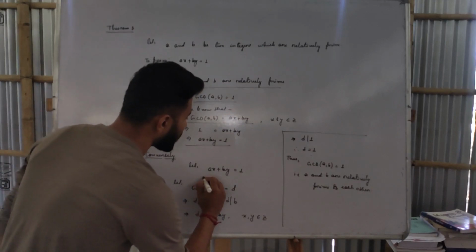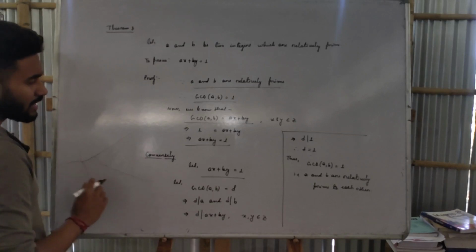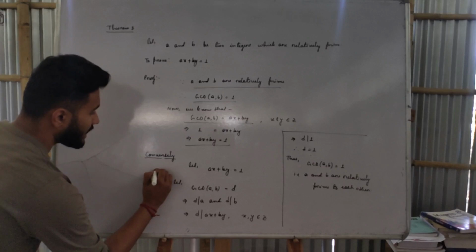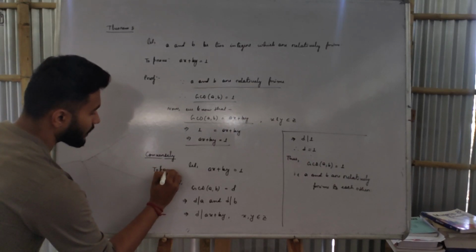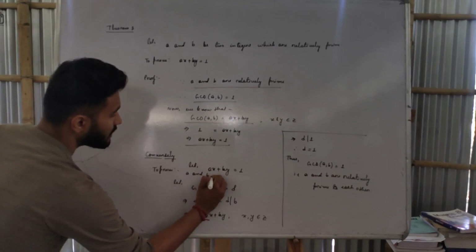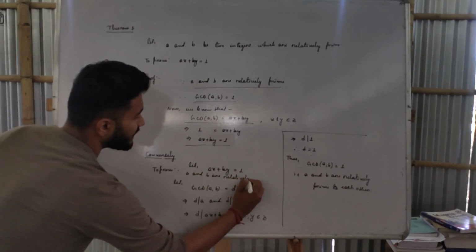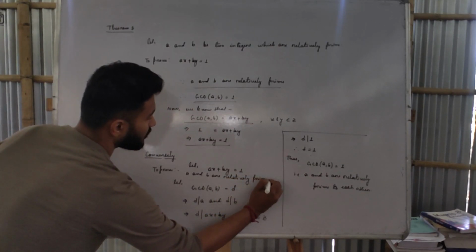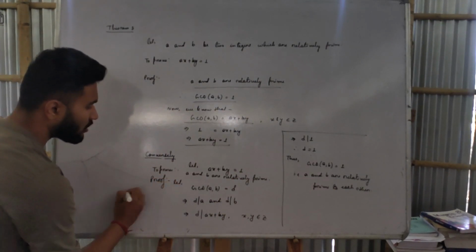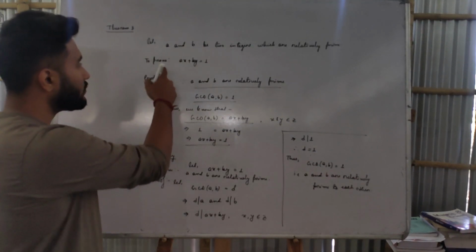Second, conversely, this time we will consider ax plus by to be equal to 1. And we have to prove that A and B are relatively prime. One line you can add here: to prove. Now we have to prove A and B are relatively prime. So proof. Writing it is not so compulsory; you can write prove and to prove here, or you can start directly now.